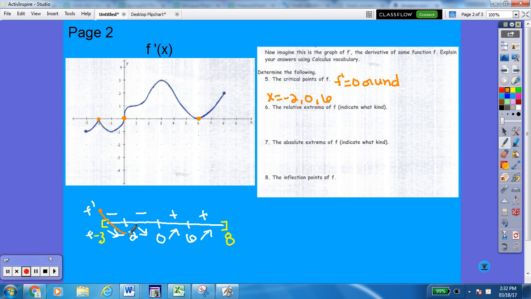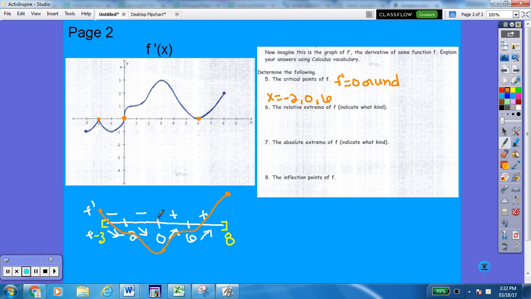And then at 2, it kind of flattens out because the derivative is 0, but it continues to go down until you get to 0. At 0, it switches to increasing because the derivative is positive. Now again at 6, it kind of flattens out for a little bit, but it continues to go up until I get to 8. So here's something really, really important.